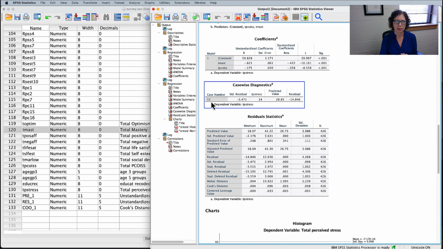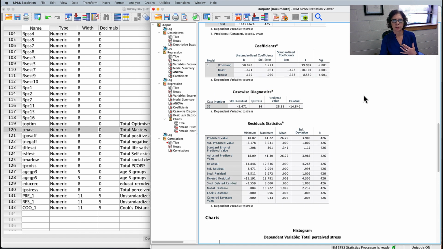So it looks like case number 55 has a standardized residual of -3.471. That's telling us that that's more than 3 standard deviations away from what we would have expected. So for that case, case 55, we did a really horrible job of predicting what their total stress would be. And it's something you might want to say in our write-up, that we did identify a case that was more than 3 standard deviations away in its residual.